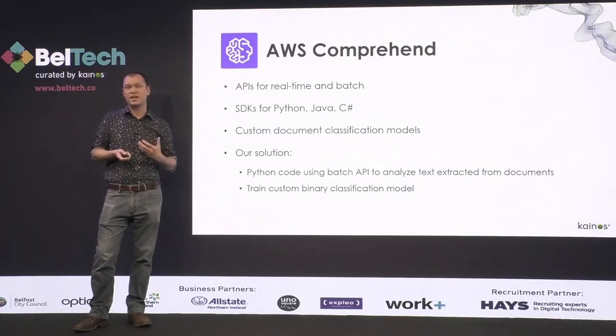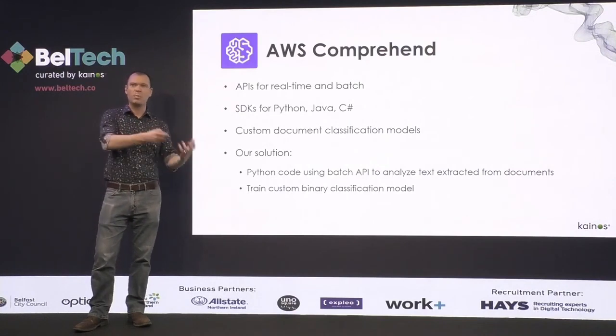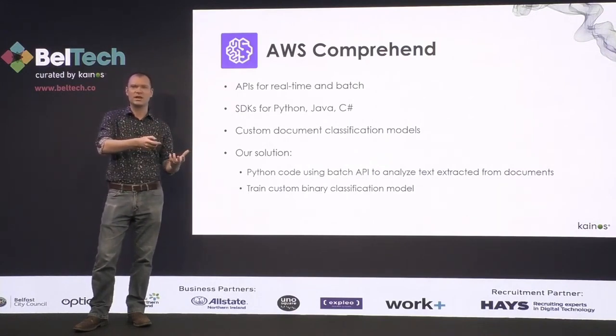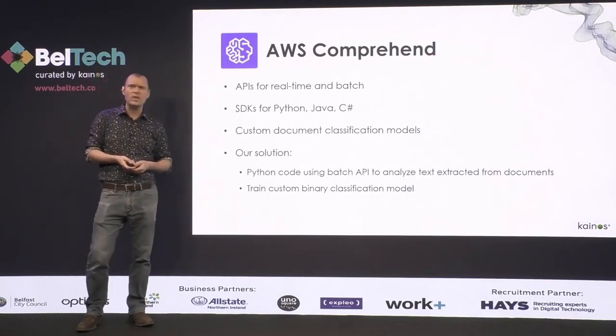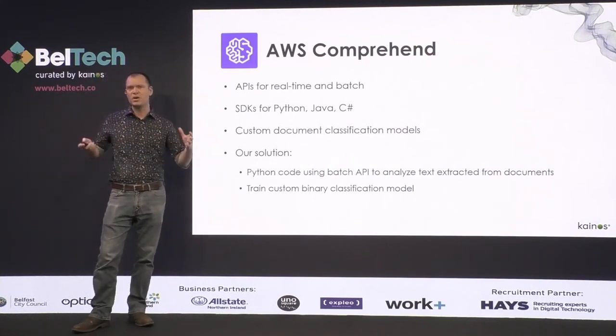And the SDKs that the tool provides to interact with that, so that we can pass our documents to it to be trained against. We can pass documents to it for inference. We've got SDKs for lots of the common programming languages that you might expect, and in our case, that was Python. And so the solution that we came up with was some Python code to use that batch API to analyze the text we extracted from the documents and to then train that binary classifier.